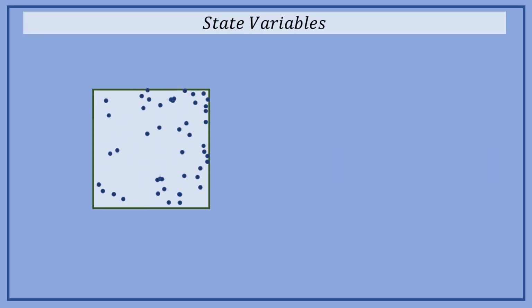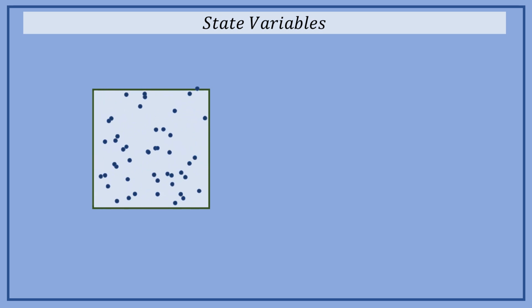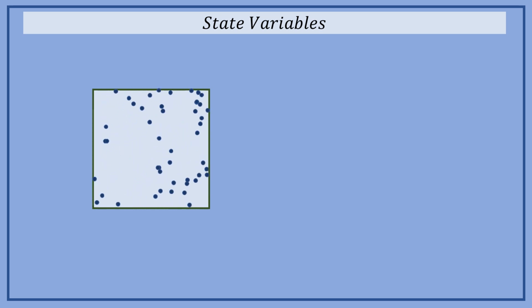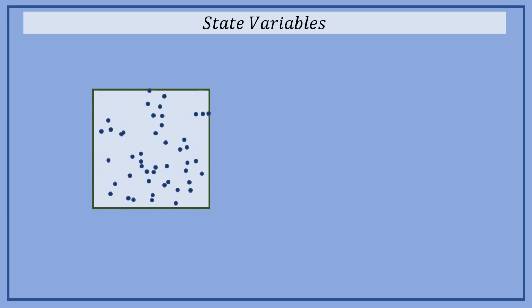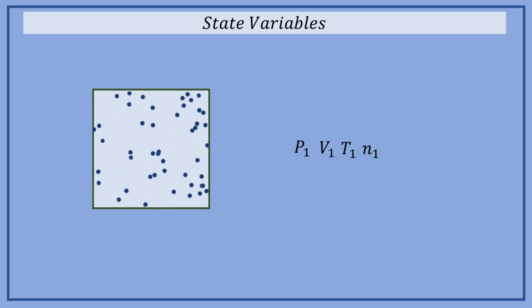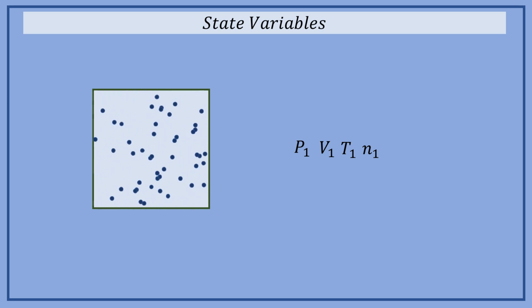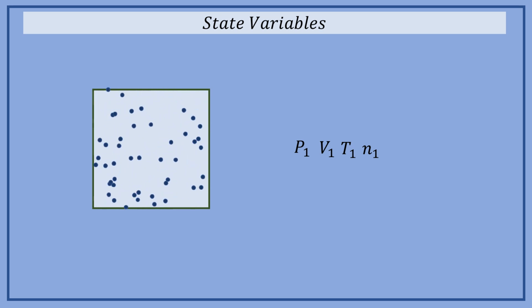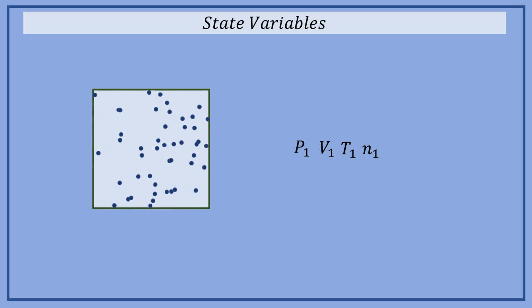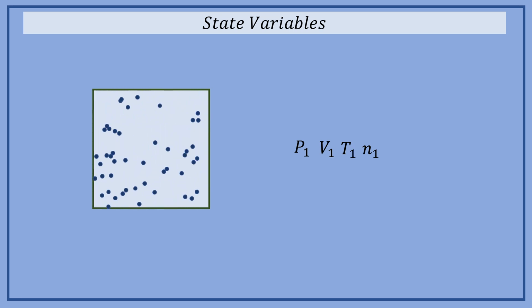A gas enclosed in a container of volume V is characterized by a few variables which are known as state variables. These variables are pressure, volume, temperature and number of moles. By fixing these four variables, we can fix the state of a gas.